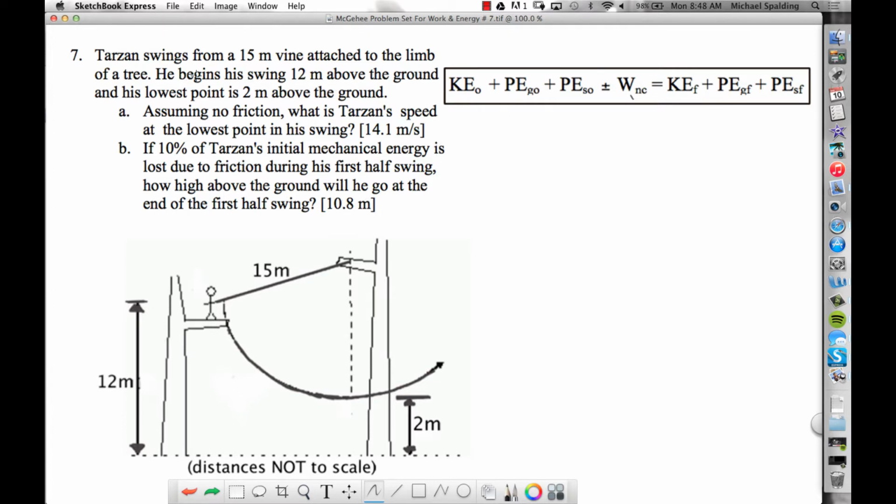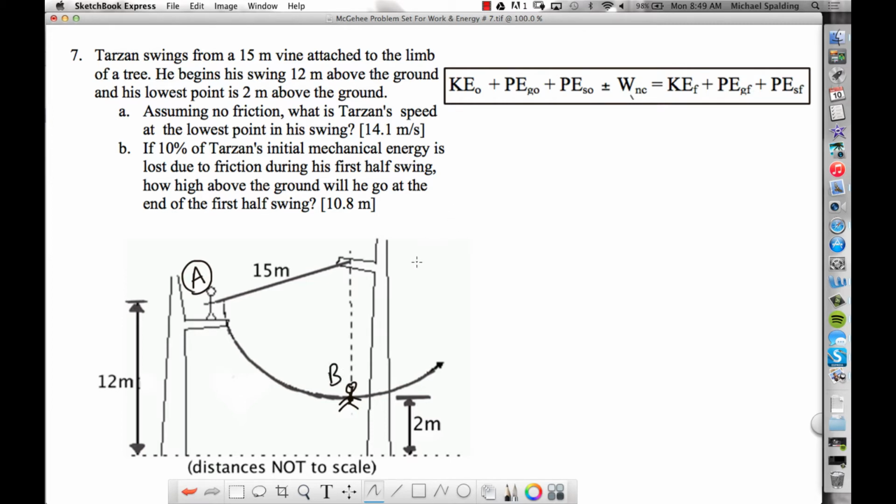Okay, so Tarzan swings from a 15-meter vine attached to the limb of a tree. He begins his swing 12 meters above the ground, and his lowest point is 2 meters above the ground. Now, part A, we're assuming no friction, which means it's completely conservative. Here's the master equation. Let's start by going through it. Up here is the initial, let's call this point A. And then the lowest point in the swing, when Tarzan passes this point right here, let's call this point B.